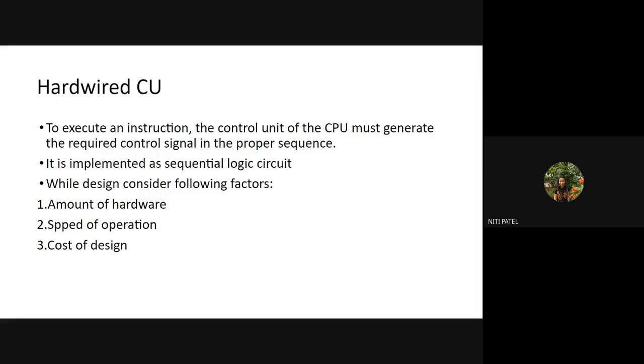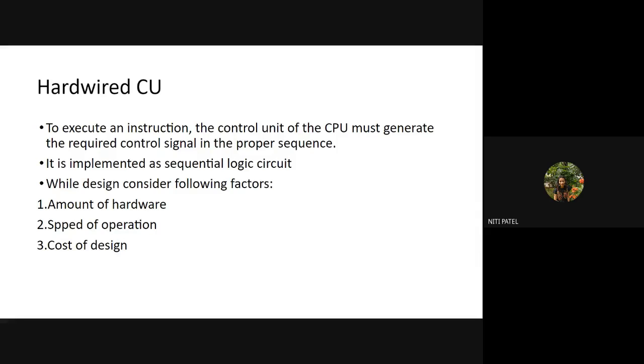To execute any instruction, the control unit of the CPU must generate the required control signals, and that also in a sequence. So if I have any instruction for execution, who is going to execute that instruction? ALU. Because the execution part is given to the ALU, all the work of execution will be done by the ALU. But it is also said that this execution is controlled by the control unit. So whenever this execution starts, what is the function of the control unit? It should generate some control signals, and by using those control signals, it will be controlling the execution.